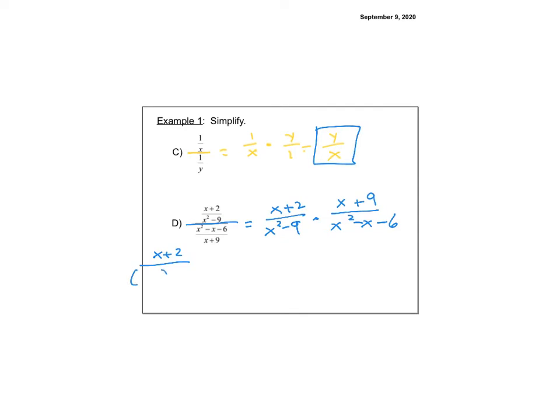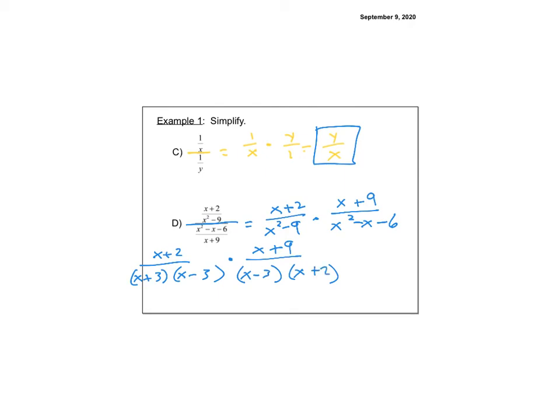This down here in the denominator, that x squared minus 9 is the difference of squares. So take the square root of the first term, which is x. Take the square root of 9, which is 3. x plus 3, x minus 3. And we have to factor the denominator down here as well. What times what gives you x squared? x and x. What multiplies to give you negative 6 and adds to give you negative 1? It'd be a minus 3 and a plus 2.